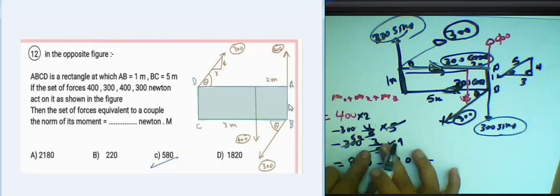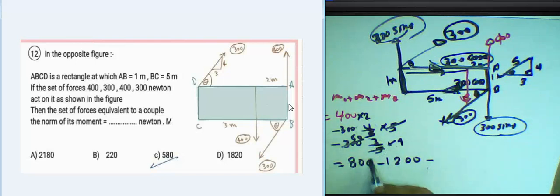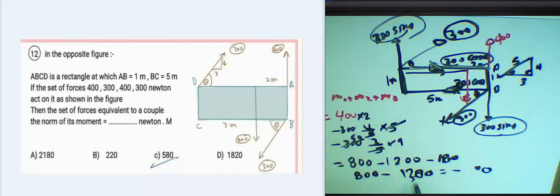I write here cosine theta equals 3 over 5, and we can simply set it: 300 times 3 over 5 is 180, times 1. The result will be 800 subtracted by the sum of them, 8, and the result will be negative. 12 minus 8, then 13 minus 8 equals 5, so the result will be negative 580.